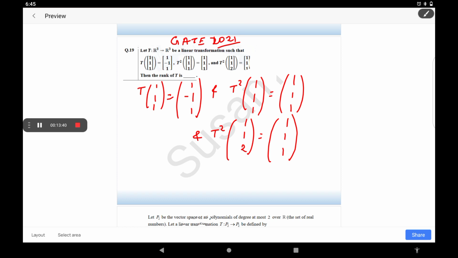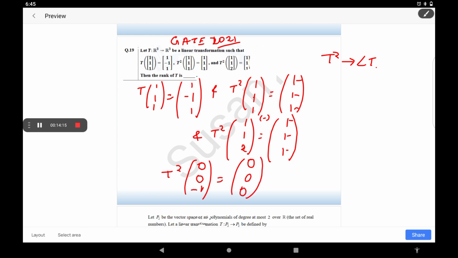Okay. Now as T is a linear transformation, by composition we can say T square is also a linear transformation. Now let's just subtract these two. T square of (1,1,2) minus (1,1,1), that is (0,0,1), equals (1,1,1) minus (1,1,1), so 0. So here you can see the nullity of T square is 1, because you have (0,0,1), and by multiplying it by any scalar you will get 0.